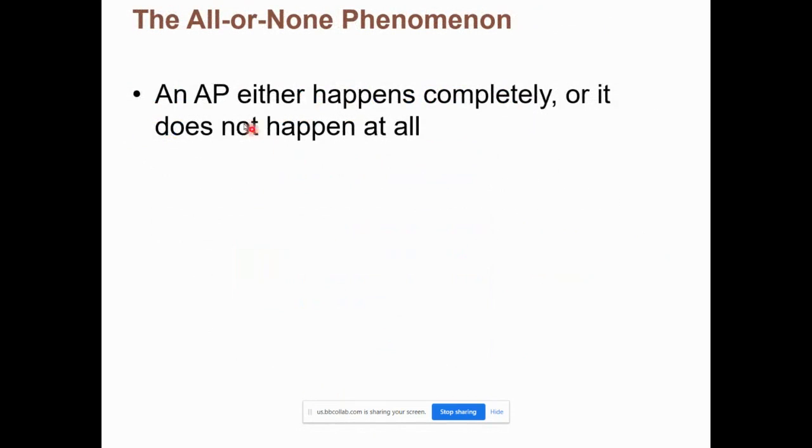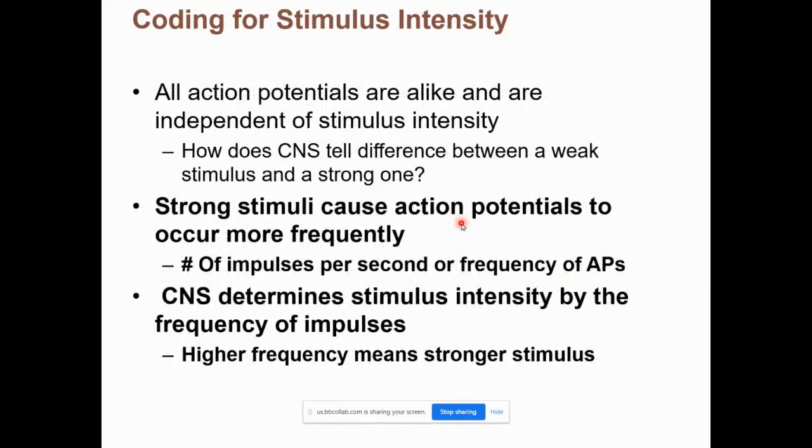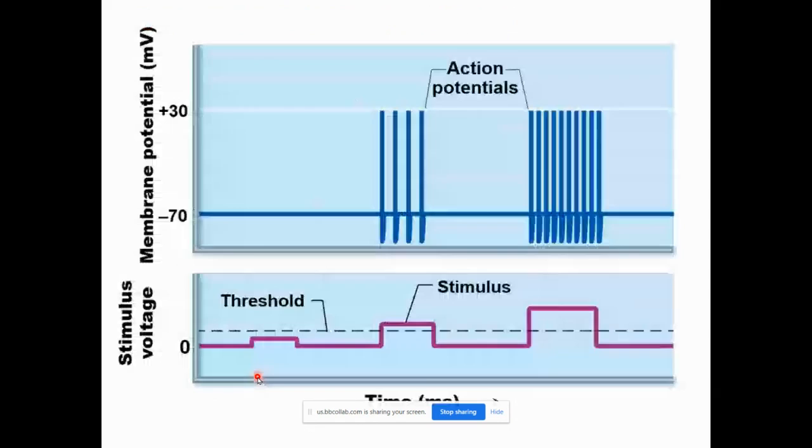Okay. This is just saying an action potential either happens completely or not at all. It's all or nothing. All right, so if an action potential is always the same, it either happens or it doesn't, one way for our brain to know that the stimulus is more intense is by just firing more action potentials. So that's a real important point. I'll show you a picture of this, right?